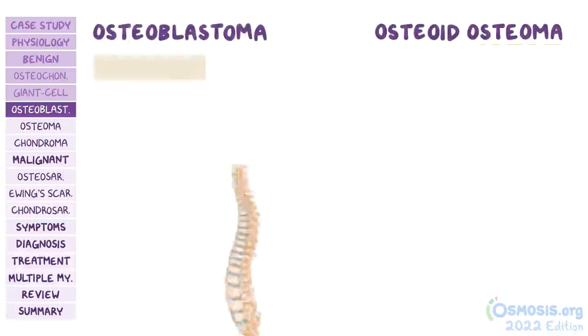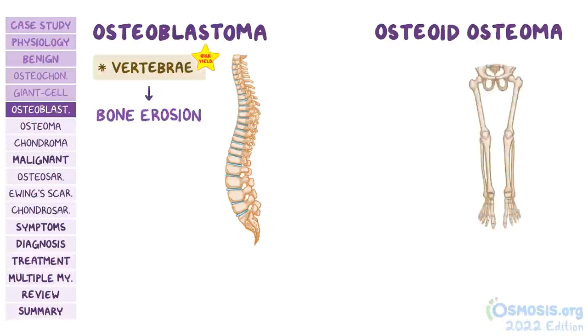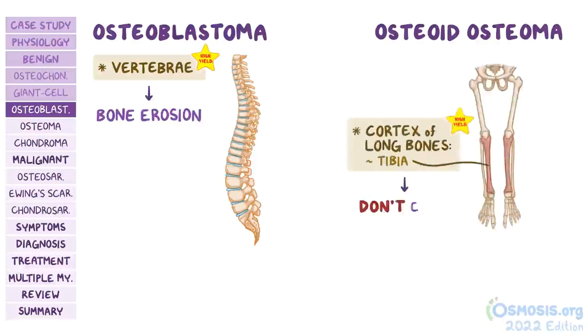Osteoblastomas also tend to affect the vertebrae, where they cause bone erosion, whereas osteoid osteomas typically affect the cortex of long bones like the tibia, and do not usually erode the surrounding bone.